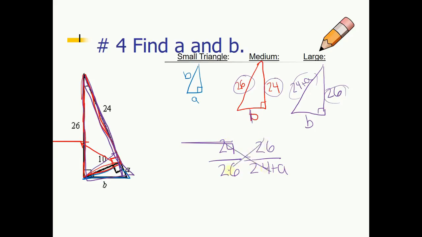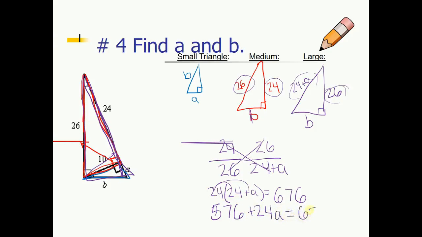Let's go ahead and cross multiply. So I got 24 times 24 plus A equals 26 times 26, which is 676. Now let's go ahead and distribute that 24 in, so I will get 576, that's 24 times 24, plus 24A, that's still equal to 676. Whew, okay, looks like we need to subtract 576. Marsh is going to move up here. So we got 24A equals 100. Divide by 24, we should be able to get A. A is 4.2, rounded to a decimal.